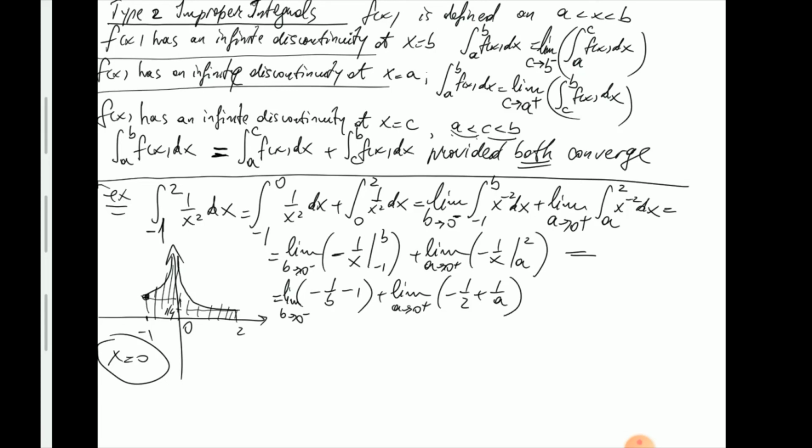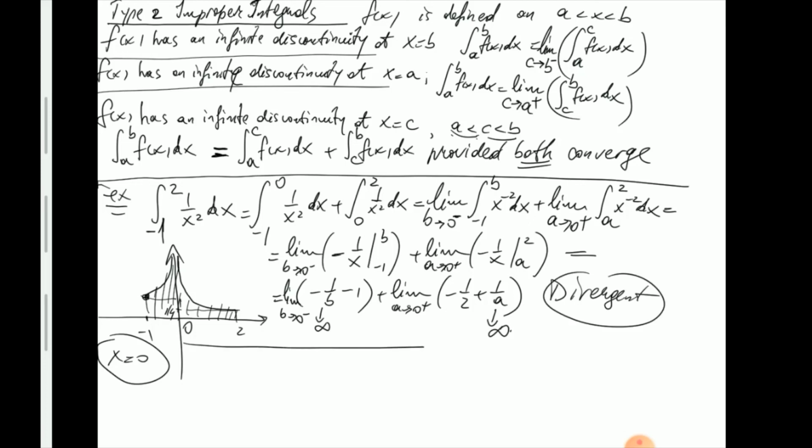In any case, both of them diverge. As a goes to 0 plus, this piece goes to infinity. This goes to infinity as well, because 1 over b goes to minus infinity, but with the extra minus, this goes to infinity as well. So divergent.